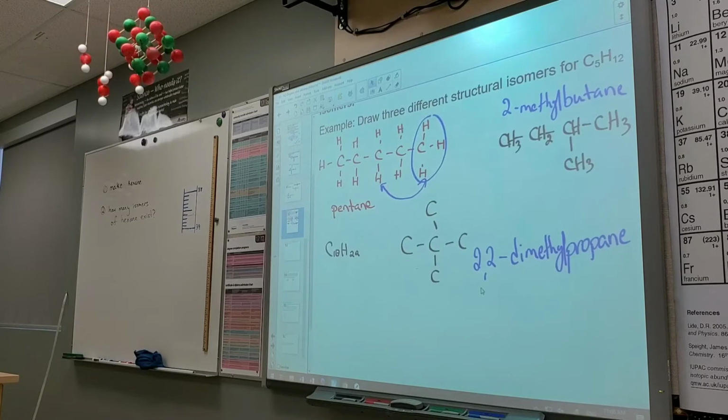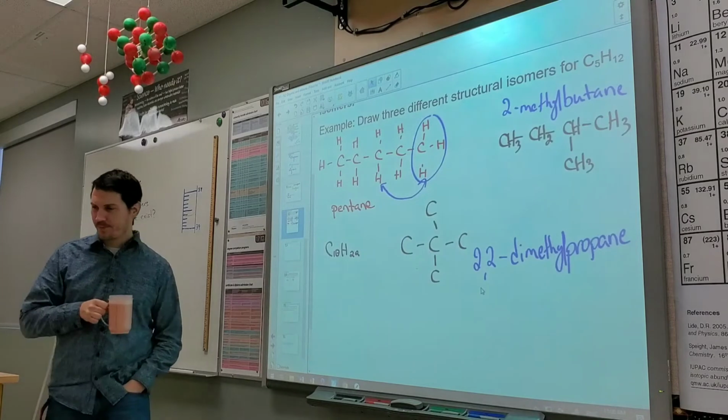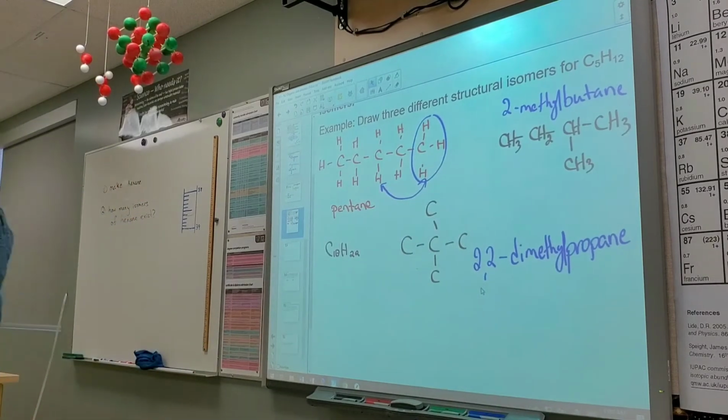Cyclo. This one doesn't... Okay, so this is 3. How many hydrogens? You can't make a ring. Every time you make a ring, your formula changes. 1, 2, 3, 4, 5. And the methyl is attached to the ring.